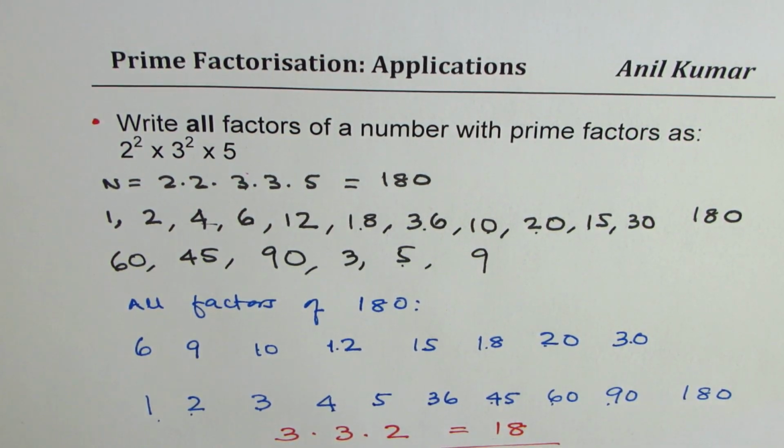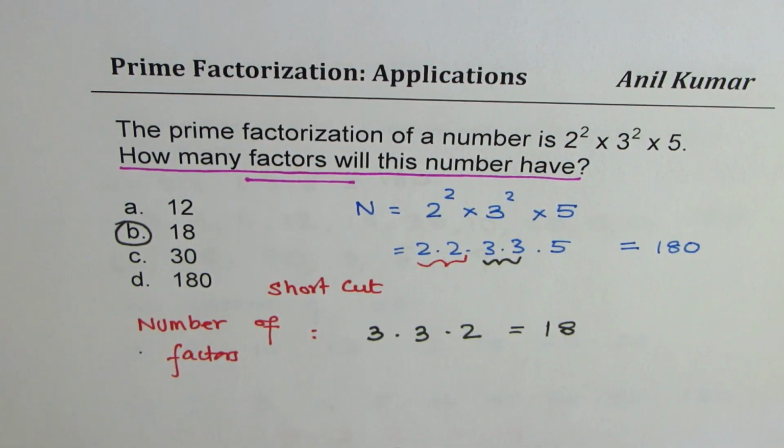So I hope now you understand that even without listing the factors, we can know how many factors a number will have if we know its prime factors. Perfect. So that's the whole idea. So I hope it makes sense. So that brings us back to our original question. And I hope the shortcut method which we've done to solve this particular question is absolutely clear.